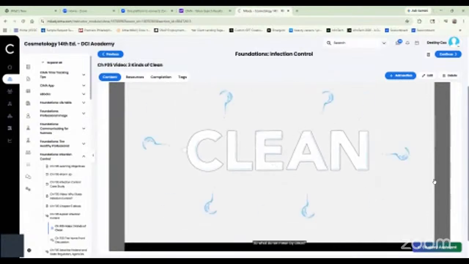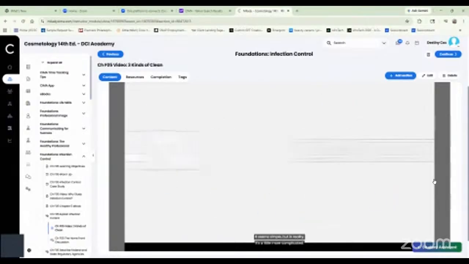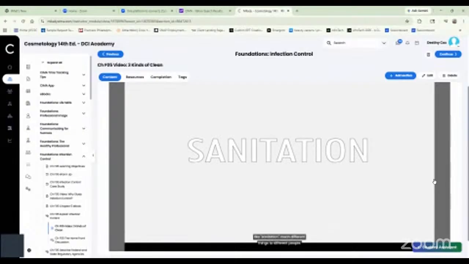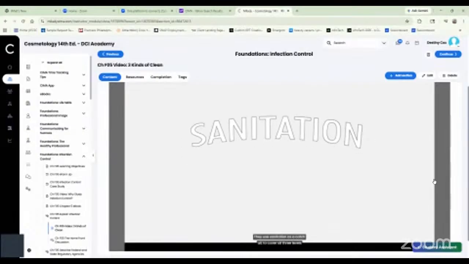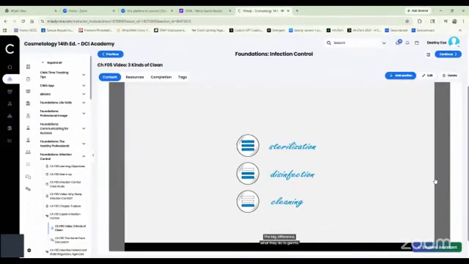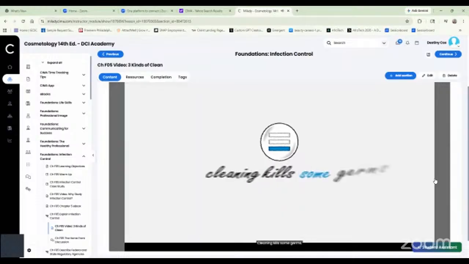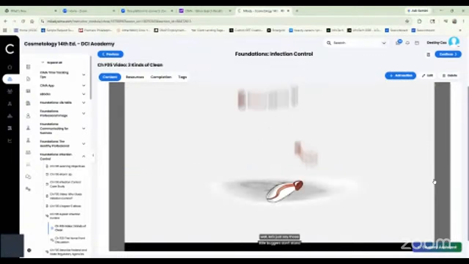So what do we mean by clean? Seems simple, but in reality, it's a little more complicated. That's because some words like sanitation mean different things to different people. Take regulators. They use sanitation as a catch-all to cover all 3 levels of infection control: cleaning, disinfection, and sterilization. The big difference is what they do to germs. Cleaning kills some germs, disinfecting kills most germs, and sterilizing, well, let's just say those little buggers don't stand a chance.